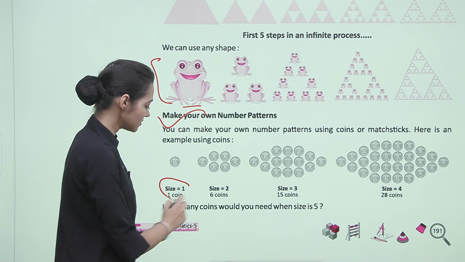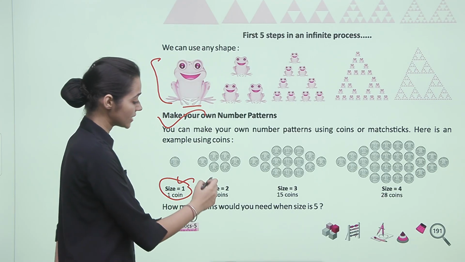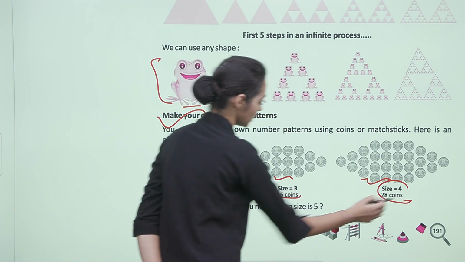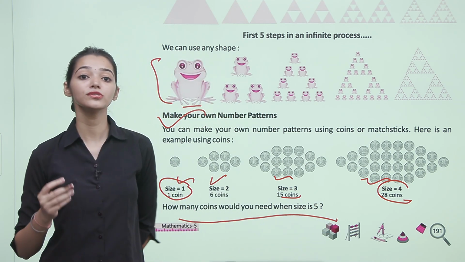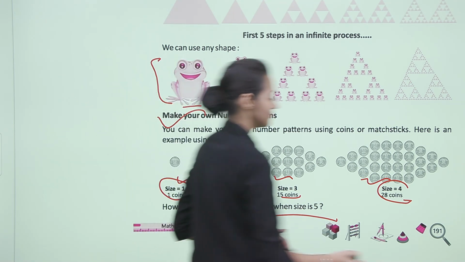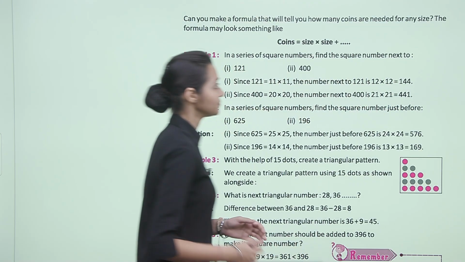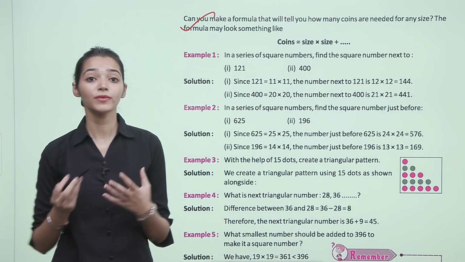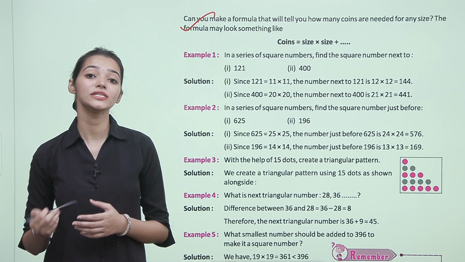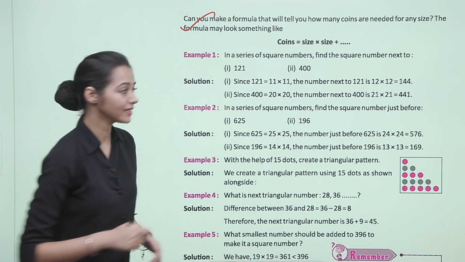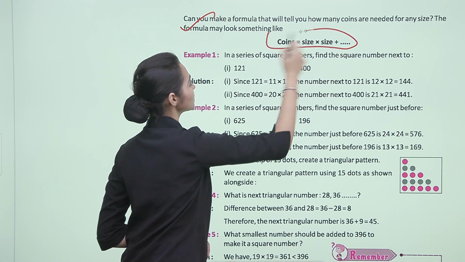For example, this is size 1 with 1 coin, size 2 with 6 coins, size 3 with 15 coins, and size 4 that is 28 coins. Now how many coins would you need when your size is 5? That you have to tell me here. Now can you make a formula that will tell you how many coins are needed for any size? The formula may be something like coins is equal to size into size plus.